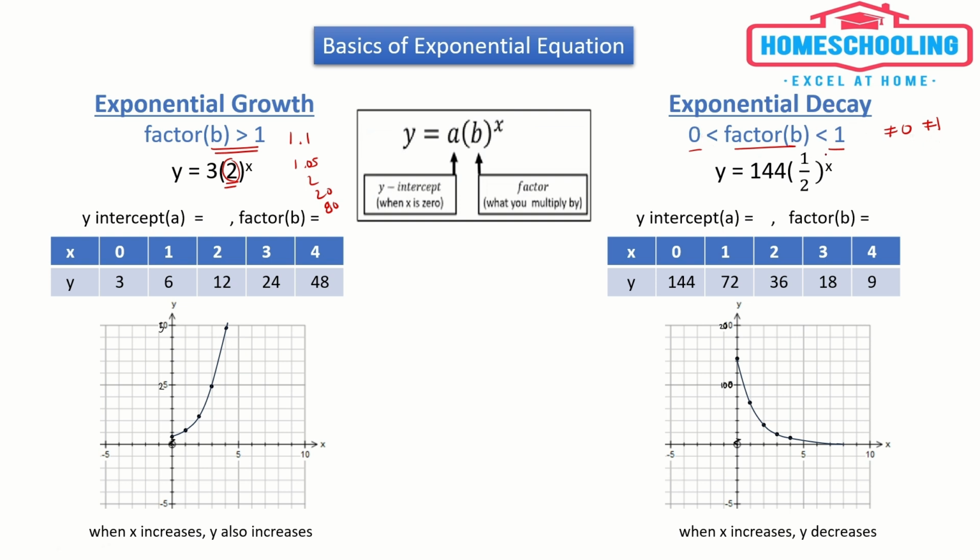So when the factor value is between 0 and 1, as we can see here in this equation, the factor value is half, that is 0.5, that is between 0 and 1, then we will get an exponential decay graph. So this is very important. You can just go through the equation and find whether the curve is an exponential growth curve or an exponential decay curve.